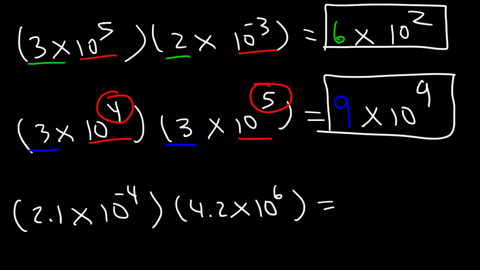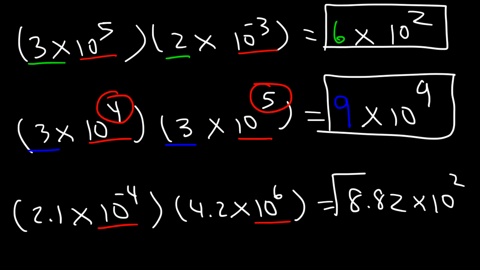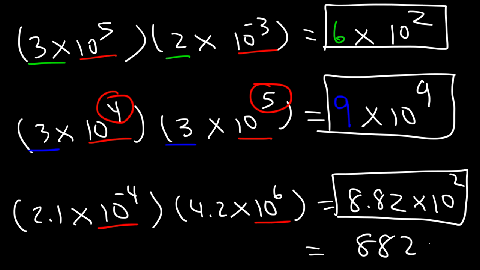Now for this one, let's use a calculator. Let's multiply 2.1 times 4.2. That's 8.82. And then we can add negative 4 and 6. Negative 4 plus 6 is positive 2. So it's 8.82 times 10 to the 2. And if you want to convert it to standard notation, that's 8.82 times 100, which is 882.